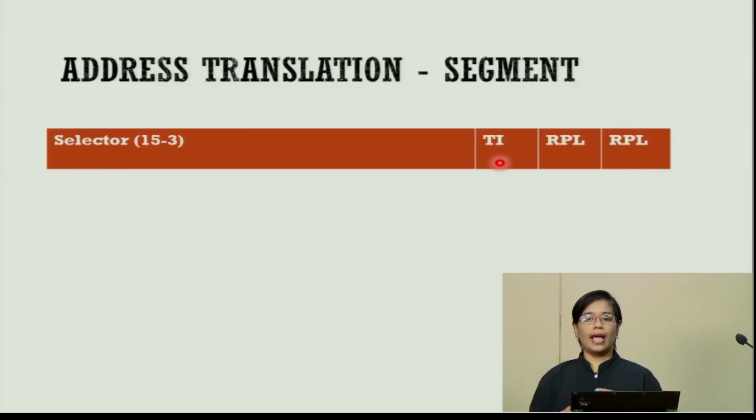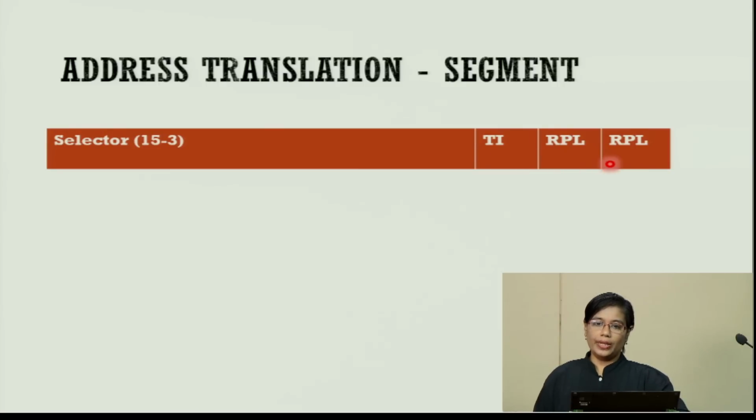So which table has to be used? Because you have to pick a descriptor from either the LDT or the GDT. So this bit is going to indicate whether the descriptor is going to be picked up from the LDT or from the GDT. So 0 is GDT, 1 is LDT.